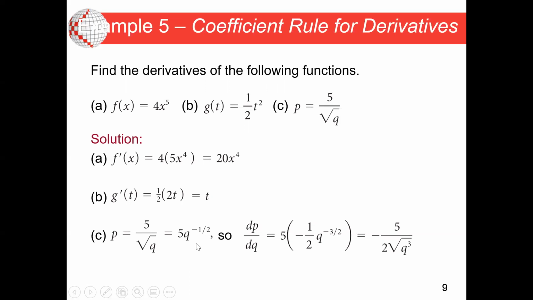So we use our power rule. We get negative half times 5. Then the exponent will be negative half minus 1, and that gives us negative 3 by 2 as the exponent. And 5 times negative half will give us negative 5 over 2. And we want to change our exponent to a positive value, so we bring the Q down again. And we know the power half is a square root, and Q to the power 3 because we have 3 here.